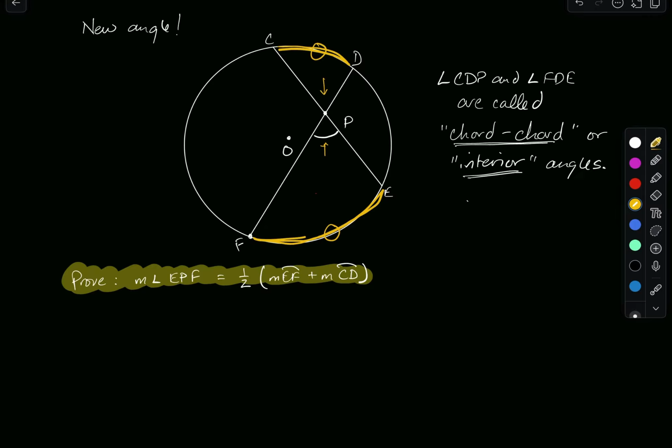So let's get to proving it. The first thing I'm going to do is something a little bit counterintuitive. One reason why I would not ask you to do this proof on your own is because the key thing to draw here is not at all obvious.